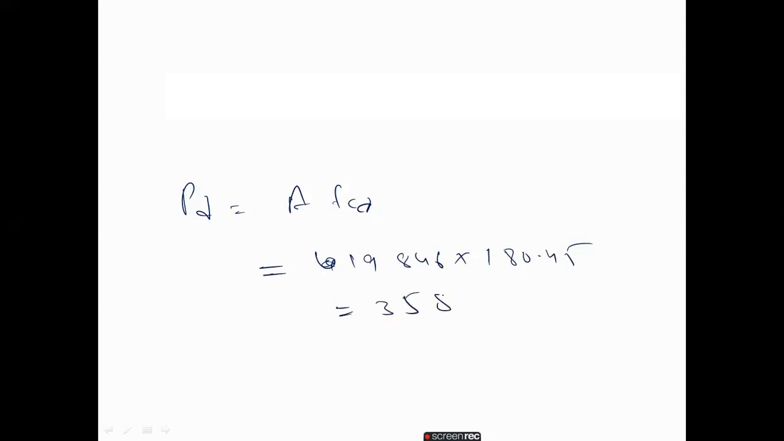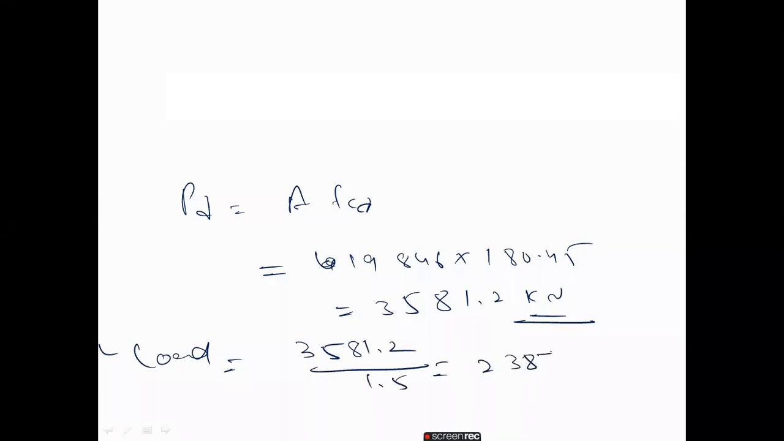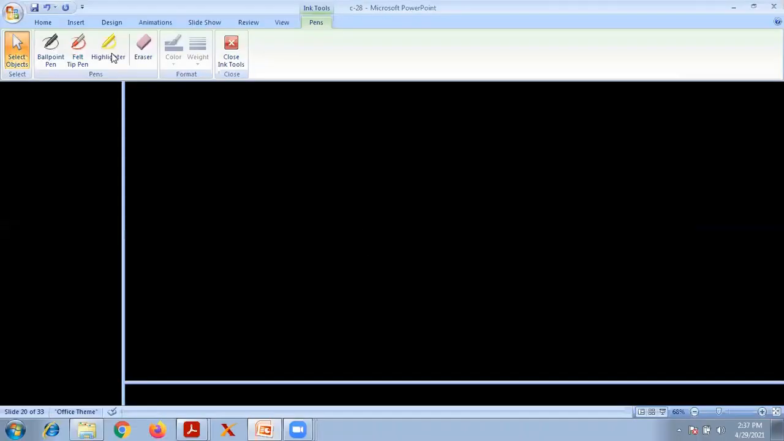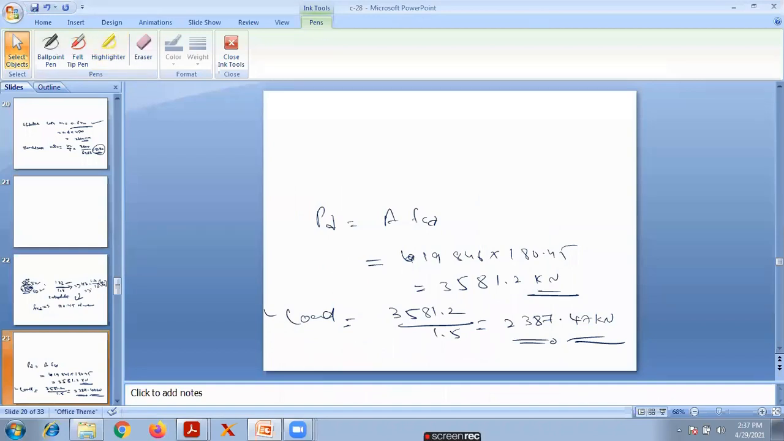So once you have FCD, PD equal to A into FCD. A we know already, that is 19846 into 180.45. You will get the answer 3588.1 kilonewton. So now we have to calculate the load. The load value is whatever we got, PD 3581.2, by a factor of safety 1.1. Finally, you will get the answer like this: 238747. This is our problem. I will stop sharing the screen. Please wait for a while.